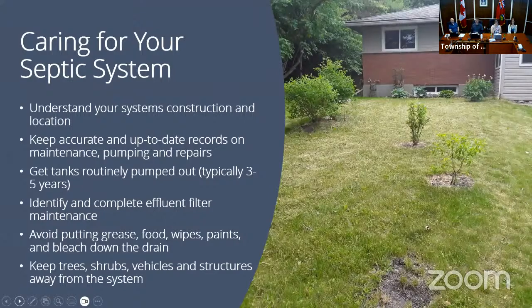So just to wrap up the presentation and provide some general care for your septic system, we did address some of these, so I'll just move through the list. Understanding your system's construction and its location is one of the key pieces for you to be a responsible sewage system owner, in order for you to request pump outs, or maybe that light in your basement that you don't know what it is suddenly starts flashing.